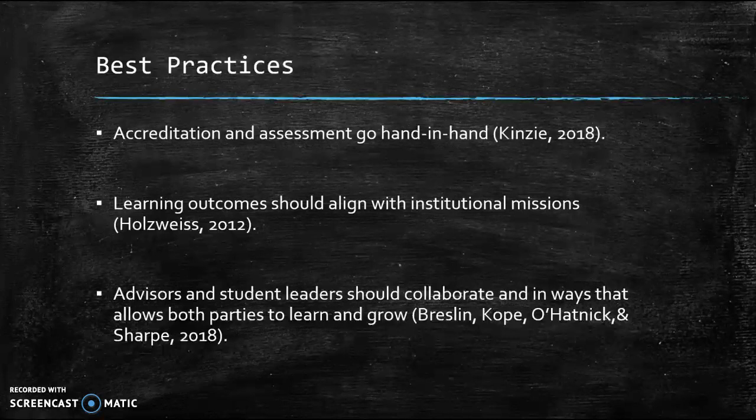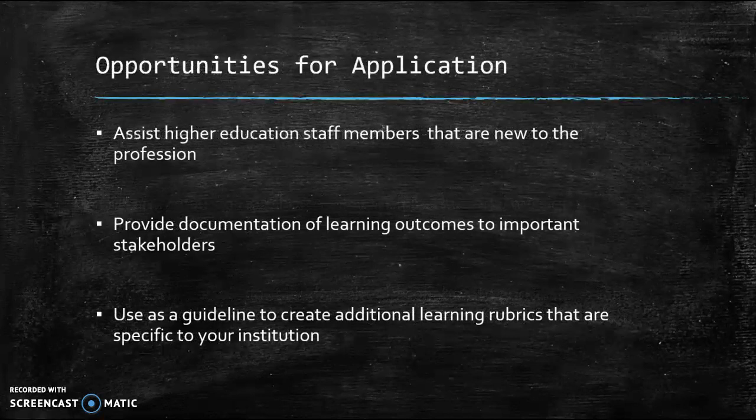And this student leader learning outcomes project really helps to allow those things to happen, because the rubrics don't necessarily have to be just used by the advisors, but student leaders, so like a club president or club vice president, can also use these rubrics to analyze their own leadership skills as well as those within their organization. So a few different opportunities for applications.